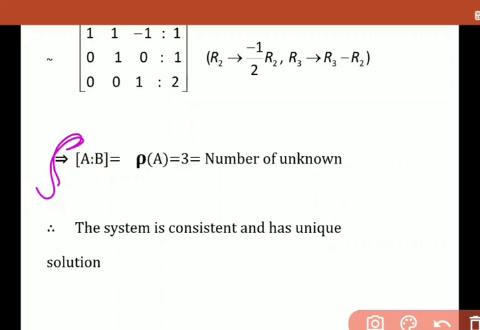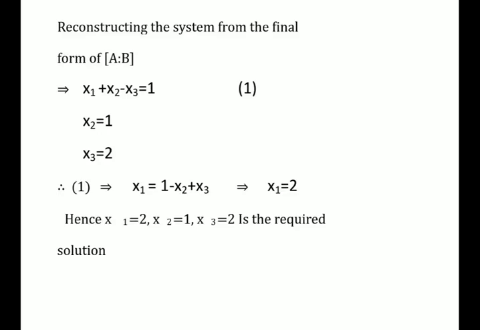While finding the rank of A colon B, you have to consider this whole matrix. So in this there are 3 non-zero rows, and while finding the rank of matrix A, you have to consider only this much. Here also we have 3 non-zero rows. So both the ranks are the same. Rank of A colon B is equal to rank of A is equal to 3, that is the number of unknowns. And we have seen that if the rank of A colon B and rank of A are the same, then the system is consistent and has a unique solution. In the last session, I have given how we can get the unique solution from this. So let us reconstruct the system from the final form of A colon B.